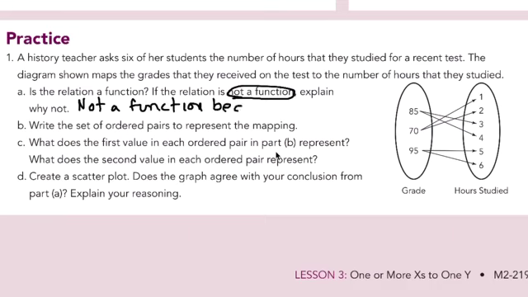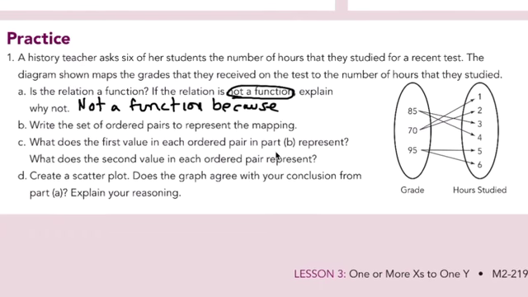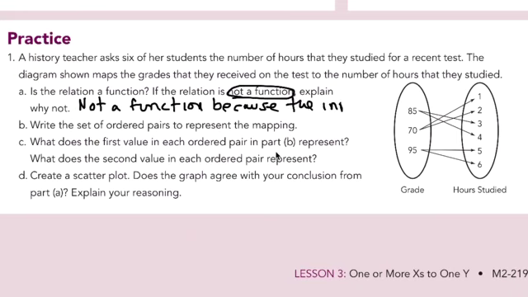because the domain, the input, has more than one output. Because one input, we can say that one input has more than one output.